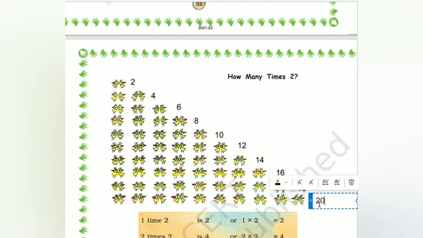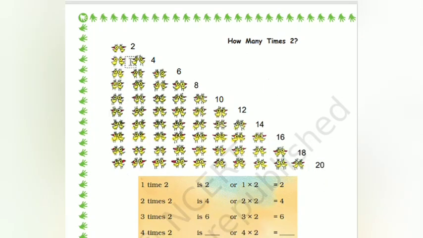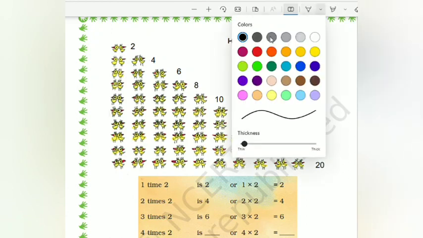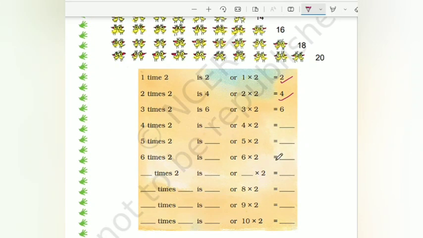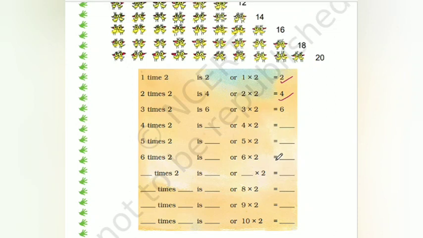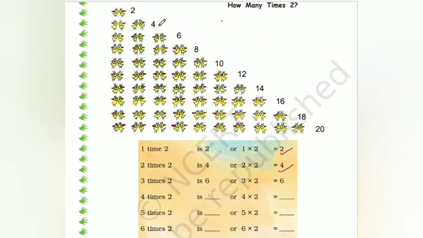Okay. Then coming down. 1 time 2, that is 2, it is present only one time. So 1 into 2 is equal to 2. Then 2 times 2, that is 2 is present how many times? 2 times 2 is present. So our answer will be 4. In one row how many birds are there? 2 birds are there. So 1 into 2 is equal to 2. 2 times 2 means 2 birds are present 2 times. So 2 into 2 is equal to 4.